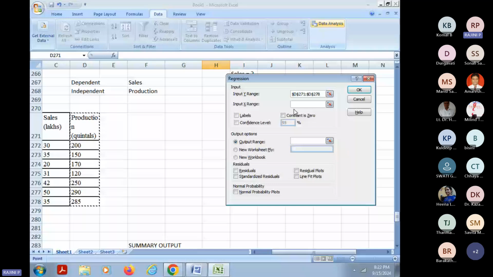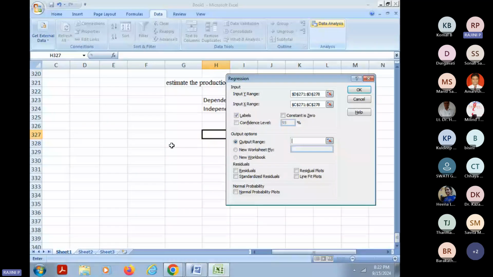I selected the headings, so click on labels. Put the cursor where you want to see the output. I want to see the output here. Then okay, you'll be getting this.